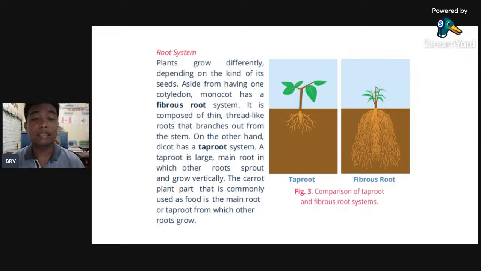On the other hand, dicot has a taproot system. Look at the dicot. A taproot is a large main root from which other roots sprout and grow vertically. The carrot, the plant part commonly used as food, is the main root or taproot from which other roots grow. So that's the difference in root system between the monocot and the dicot. Monocot has a fibrous root; dicot has a taproot.